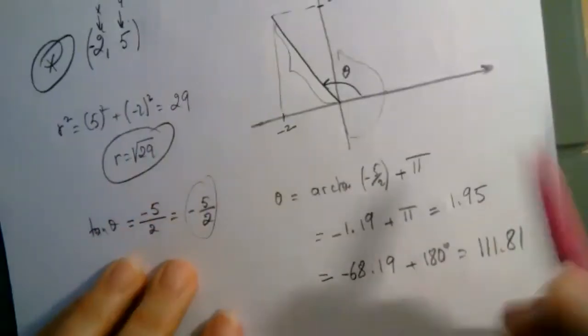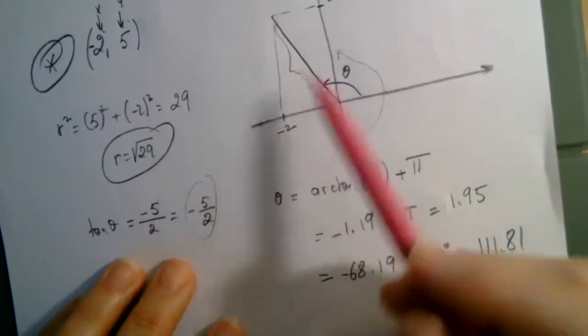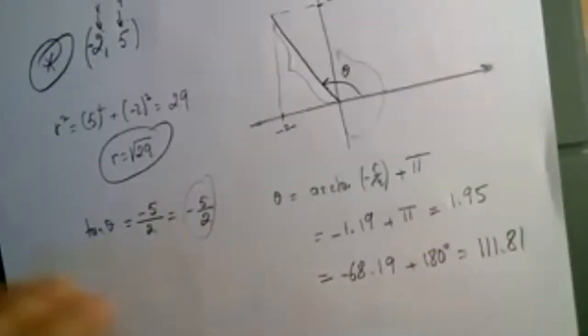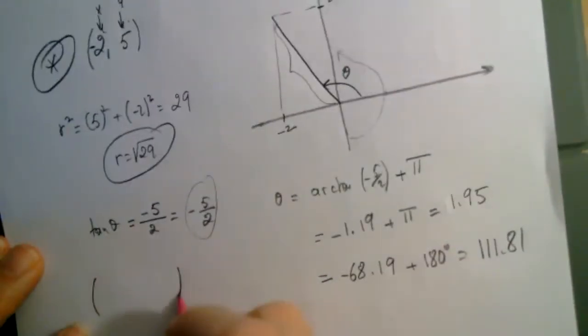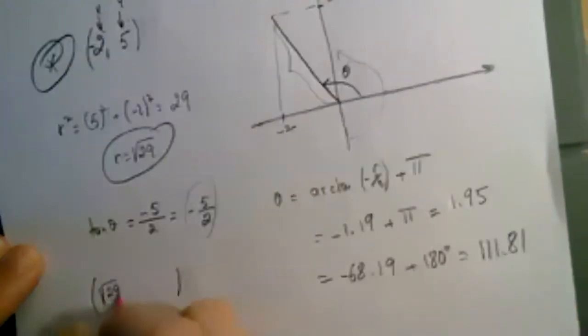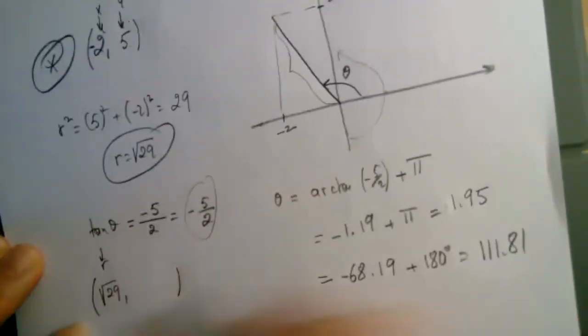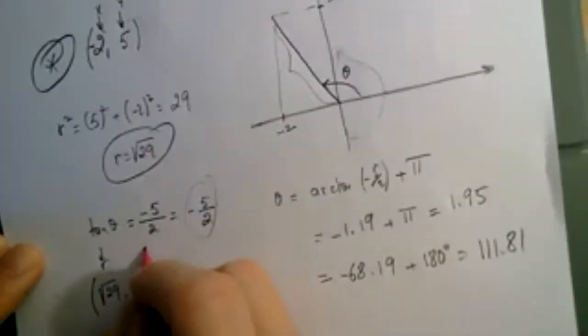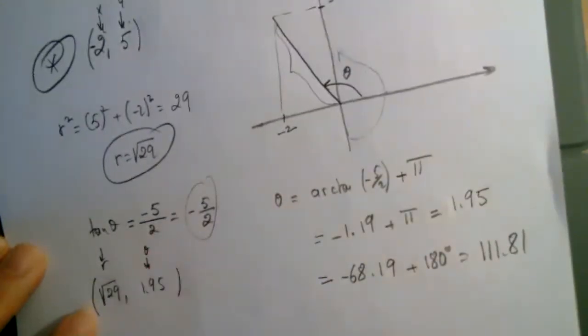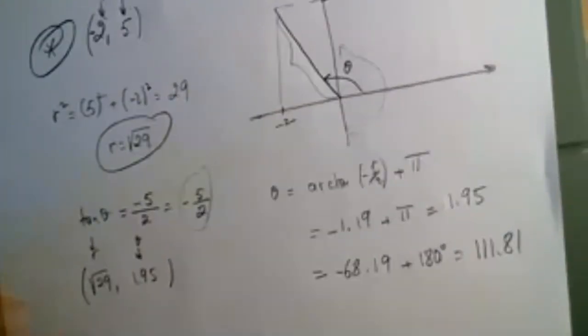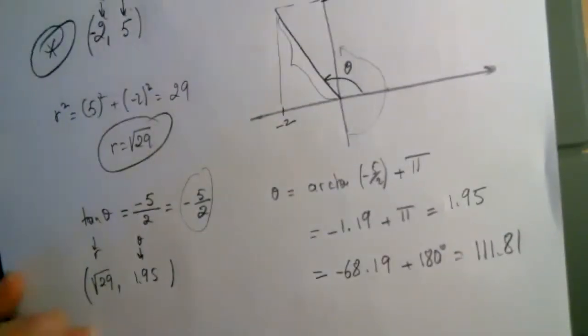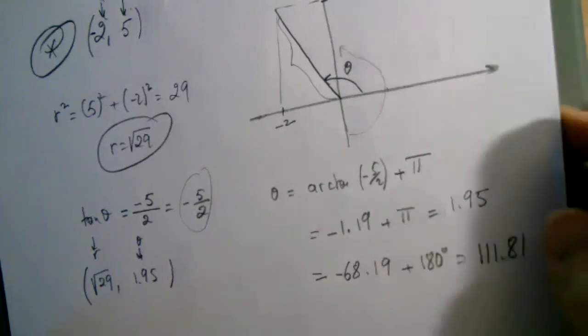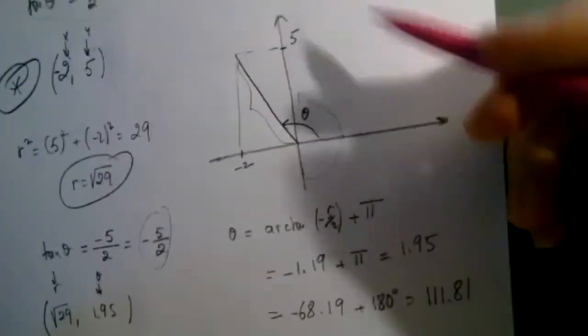So the angle is 111.81, definitely between 90 and 180. So the polar coordinate would be square root of 29, that's the R. And my theta, I will pick the 1.95, and that's my theta. Okay, so it's simple, but the only thing you have to be careful with is which quadrant my angle is in.